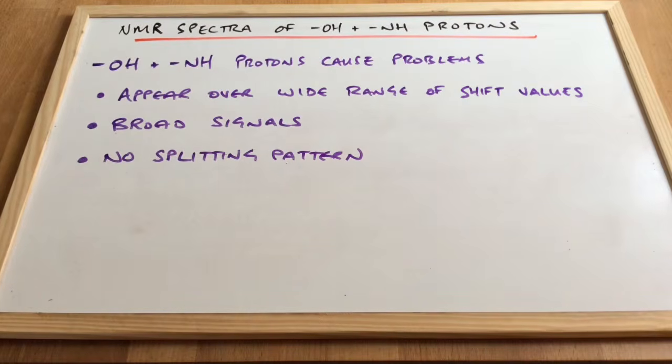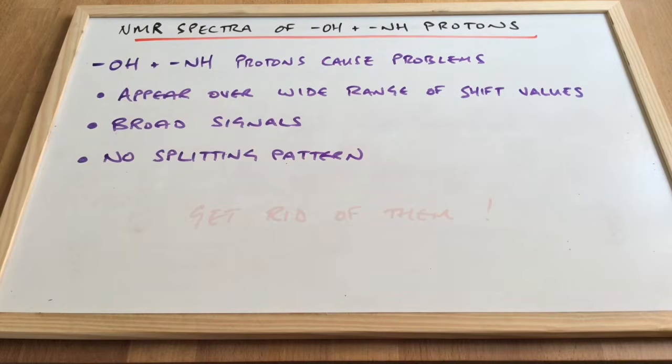In this video I'm going to take a look at how we deal with the OH and NH protons in NMR spectra. So you can see written up on the board there are three main reasons why these protons cause problems in NMR spectra. The first one is they have a very wide range of chemical shift values, and if you look at the data sheet, you'll see what I mean there. Another problem they have is they give very broad signals. And the third and final problem is they don't really have any splitting patterns associated with them.